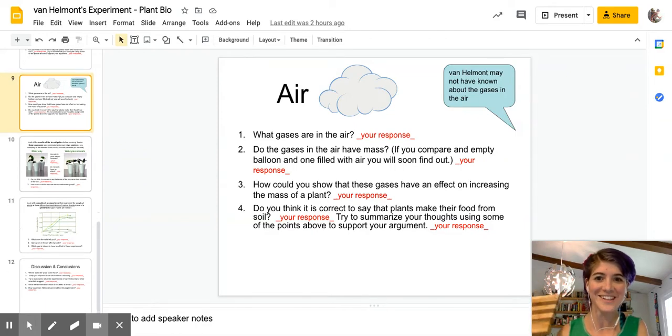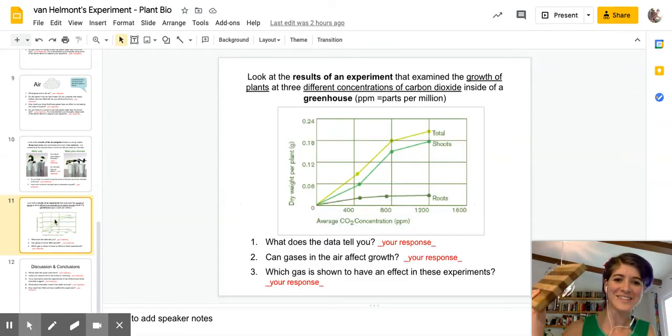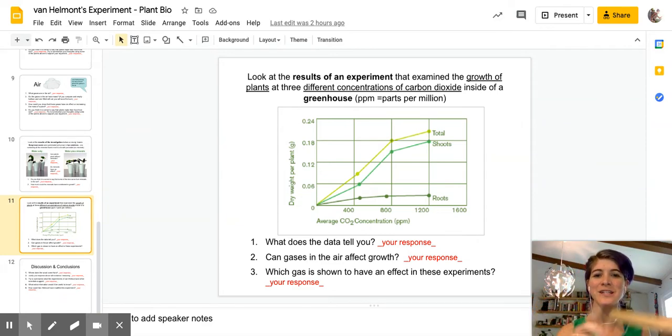And this is the answer. The majority of the mass of this wood comes from the air. It comes from the CO2 in the air. This experiment is some good evidence for that, because if the plants are given more carbon dioxide, you can see their total mass increases. The shoots and the roots increase way more based on the amount of CO2 that is pumped into that greenhouse. And this is measuring the dry weight per plant in grams. So they're directly related to each other, CO2 and mass. That's great evidence there.